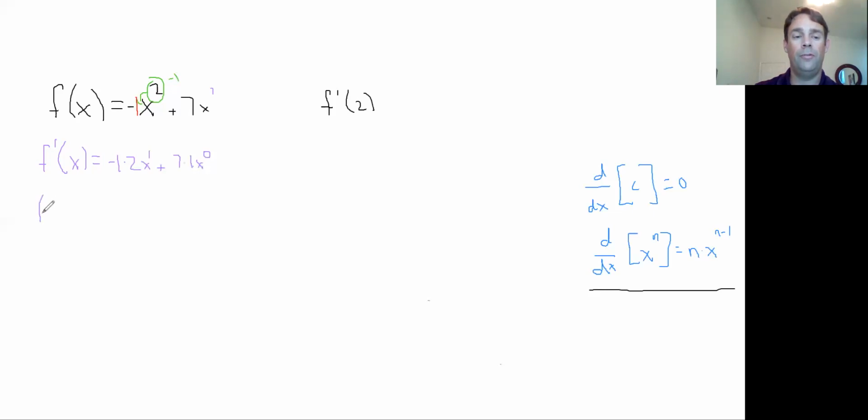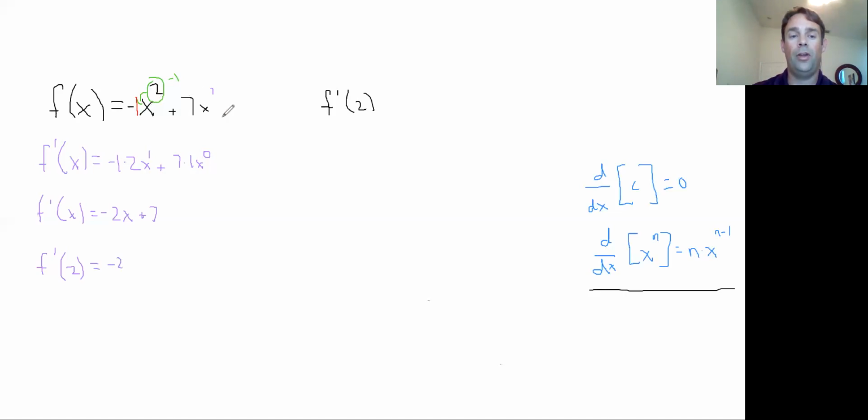So the first derivative would be -1 times 2 is -2x. Plus 7 times 1 is 7, and x to the 0 is 1, so that goes away. Turns out that my derivative is -2x plus 7, and if you remember, we figured that out with limits last time, and it took a while. But using our power rule and our constant rule, we can figure this stuff out a lot quicker.